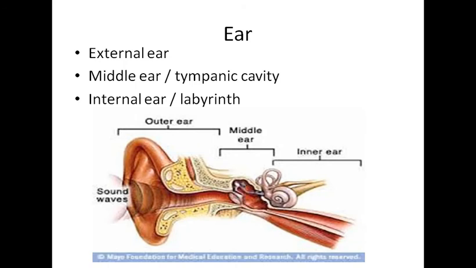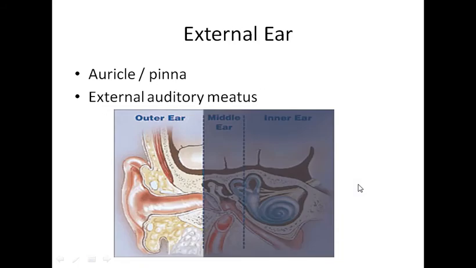So this is how the whole human ear is divided into three compartments: the outer ear or external ear, the middle ear or the tympanic cavity, and the inner ear or labyrinth, right? So these are the three sections we can see. This is the outer ear, here comes the middle ear, and this is the inner ear. The other name for the outer ear is external ear, the middle ear is known as the tympanic cavity, and the inner ear or internal ear is the labyrinth.